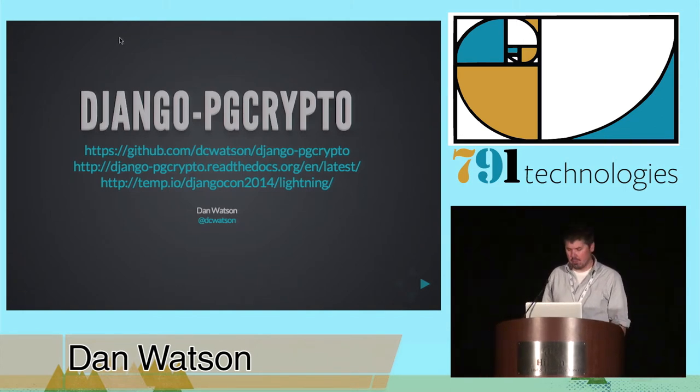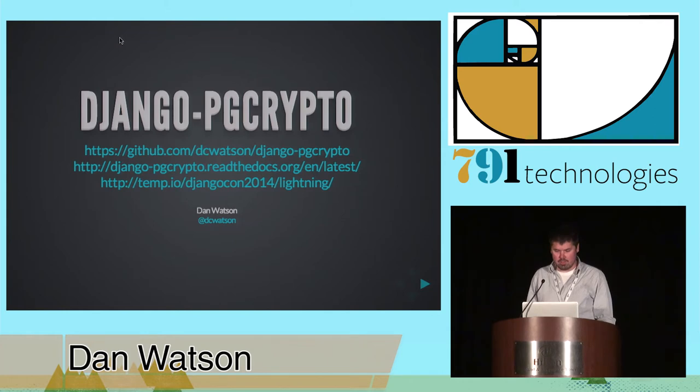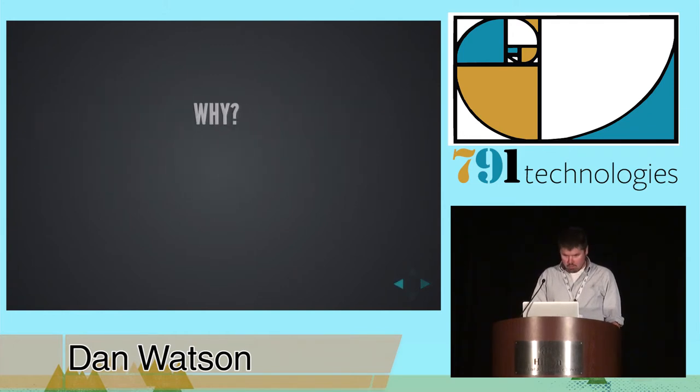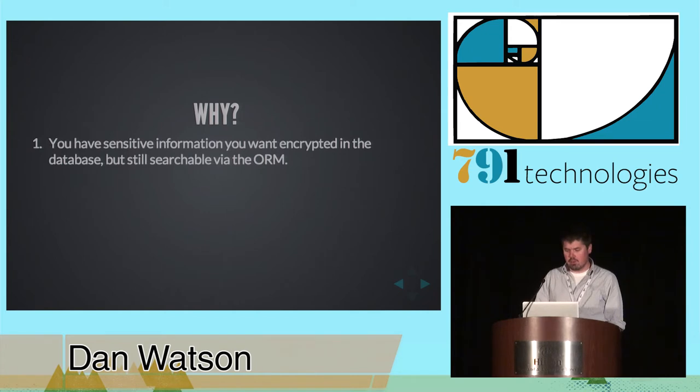I'm going to be talking about a little library I wrote for interfacing with pgcrypto. pgcrypto is a Postgres extension that basically lets you encrypt data inside your database using AES or Blowfish ciphers. So why would you want to do this? I mean, the most common reason is you have some sensitive information that you want to encrypt in your database, but still want to be able to search on in your ORM in Django.